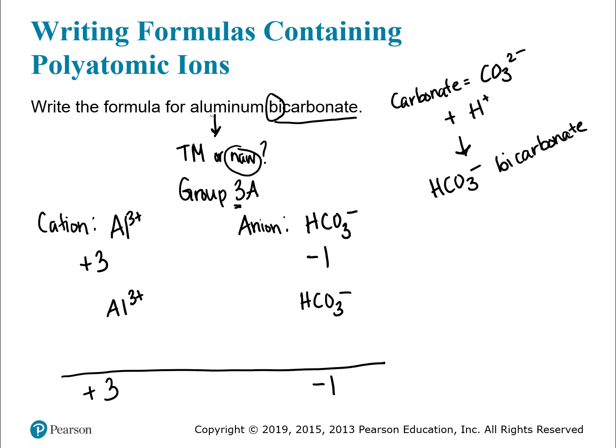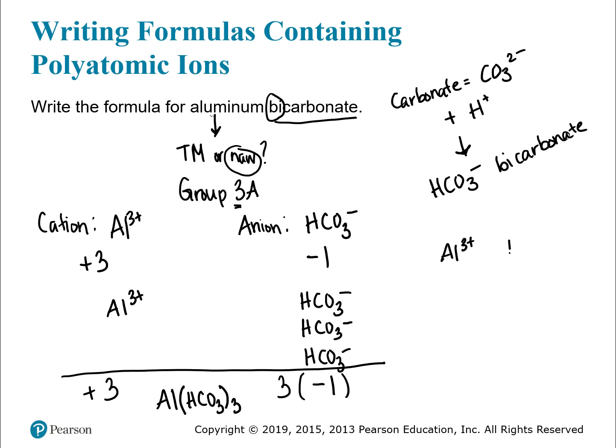Clearly not equal. If we added another bicarbonate, we still wouldn't be equal because now we've got 2-. But if we have 3 of them, then we'll be equal. So you write Al, in parentheses you write the formula for the ion, then you put the 3 on the outside of the parentheses.